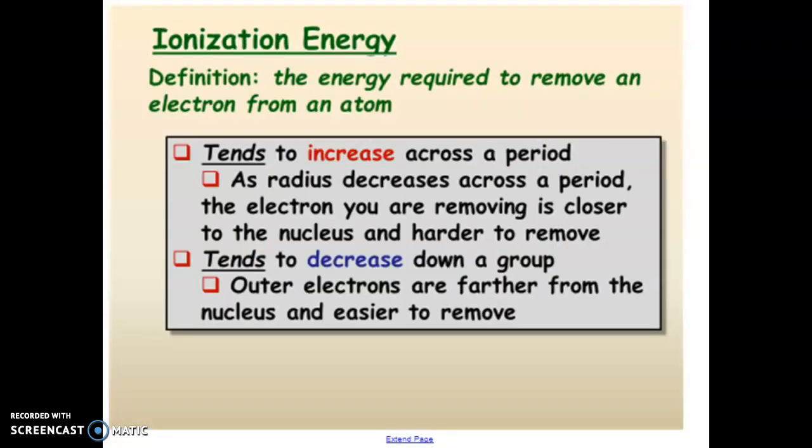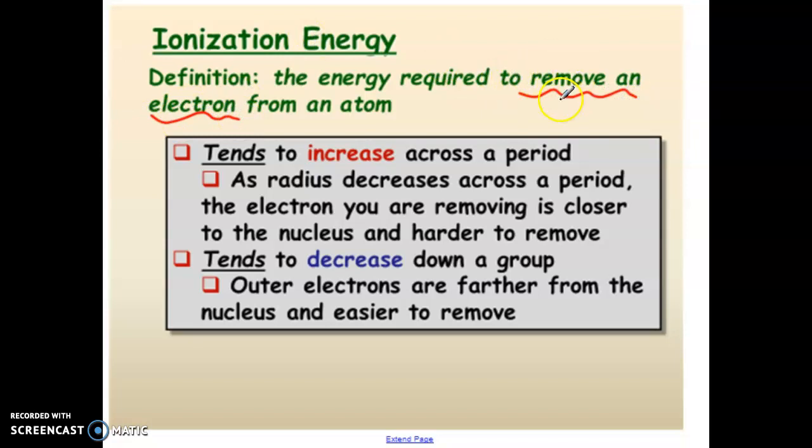Okay, so we talked about atom radius and we talked about what happens when atoms become ions. We now have a term called ionization energy. So ionization energy is the energy required to remove an electron from an atom.